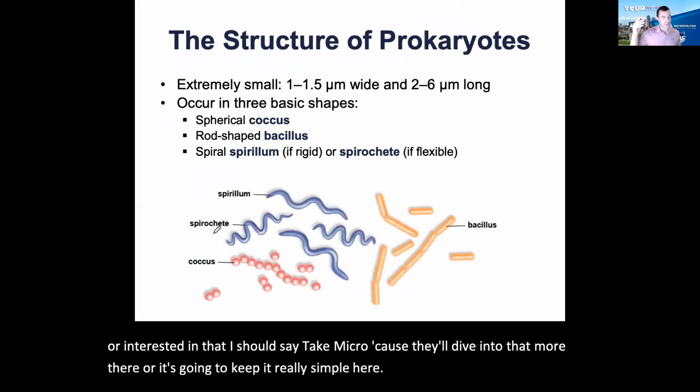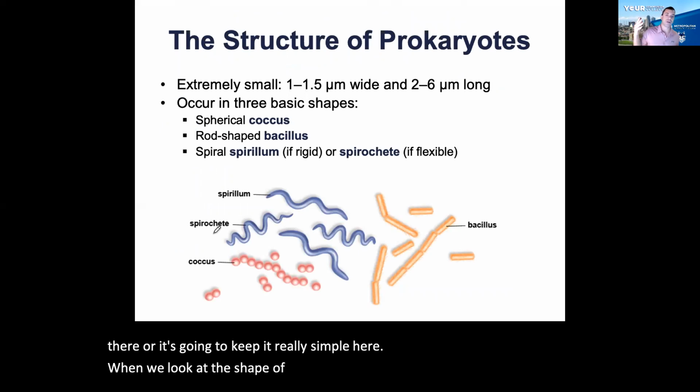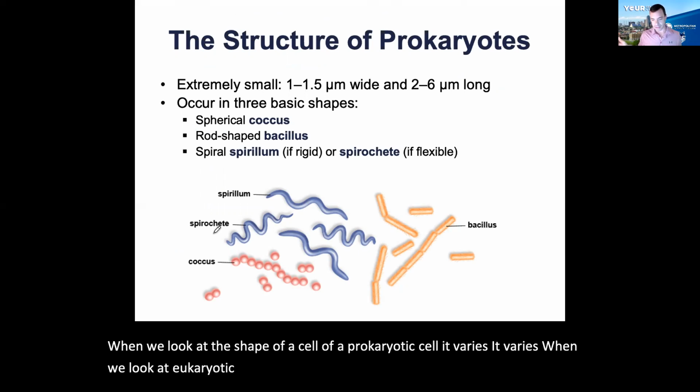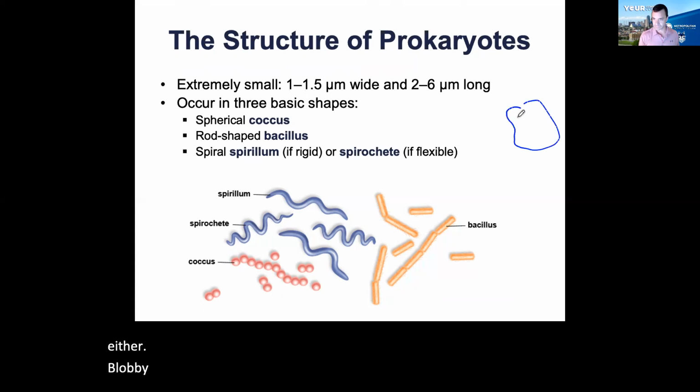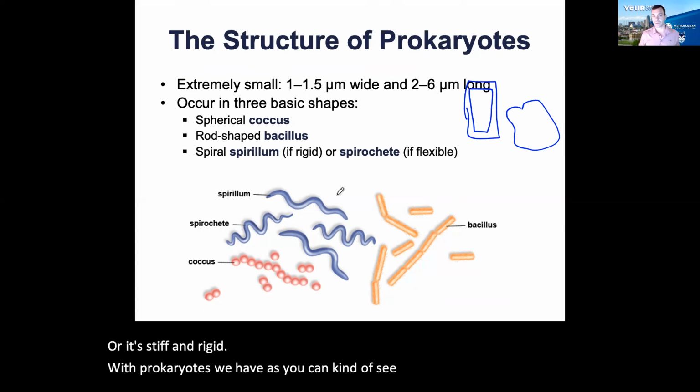When we look at the shape of a prokaryotic cell, it varies. When we look at eukaryotic organisms, it's going to be two choices, night and day. It's either blobby, or it's stiff and rigid. With prokaryotes, we have, as you can see here, a number of various different shapes.